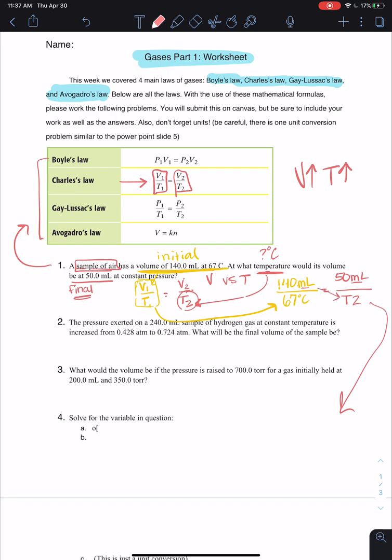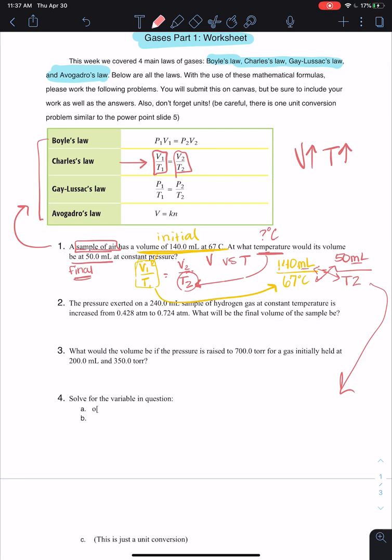You can go ahead and cross multiply if that makes sense to you. Not a big deal. And then we would get 140 mL times T2, and then we would get 50 mL times 67 degrees Celsius. And since we're trying to solve for T2, we want to divide both sides by 140 mL.